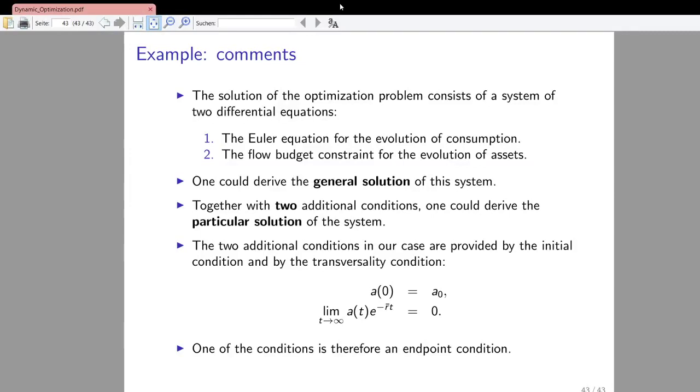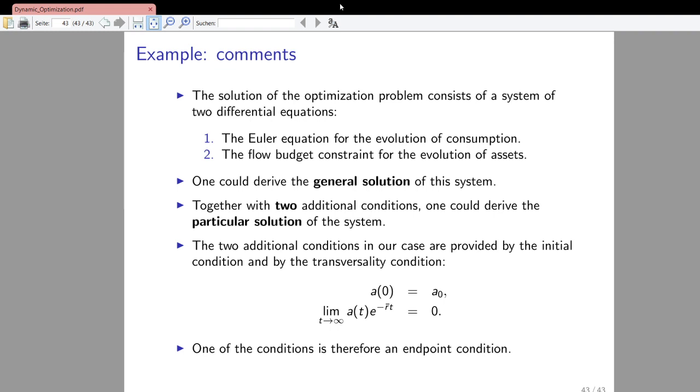So now we've derived the solution of the dynamic optimization problem in terms of two dynamic equations. The consumption-Euler equation as the dynamic equation for the control variable, consumption, and the flow budget constraint as the dynamic equation for the state, the assets in our case. Now in general, one could derive the general solution of this system. And with two additional conditions, one could also derive the particular solution of this system.